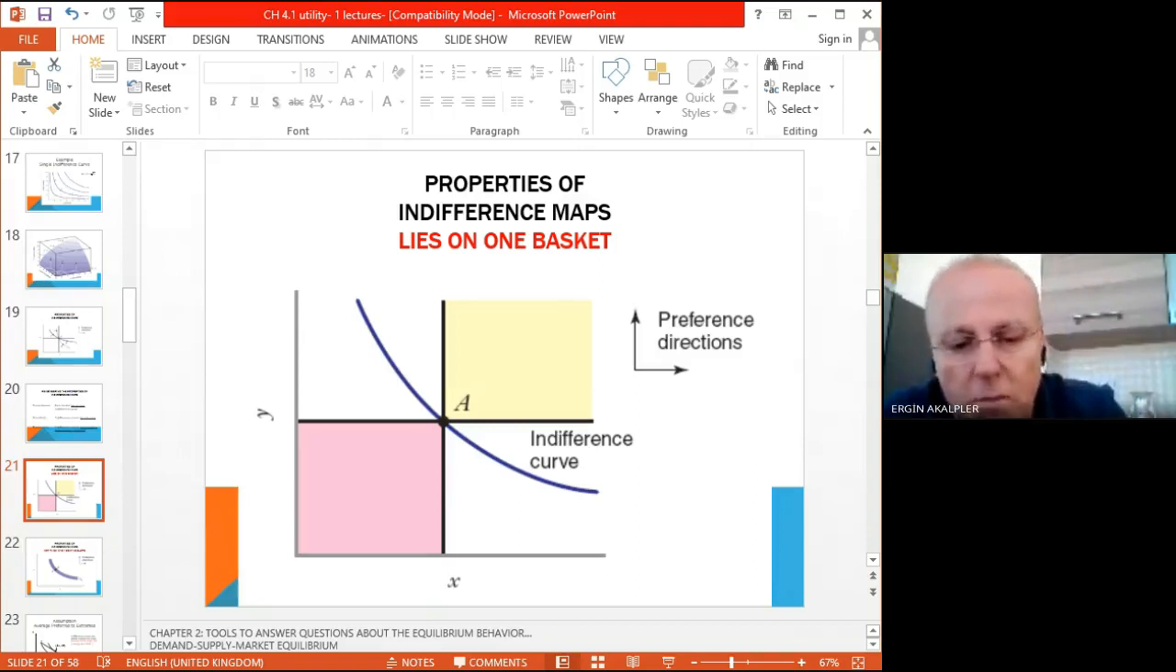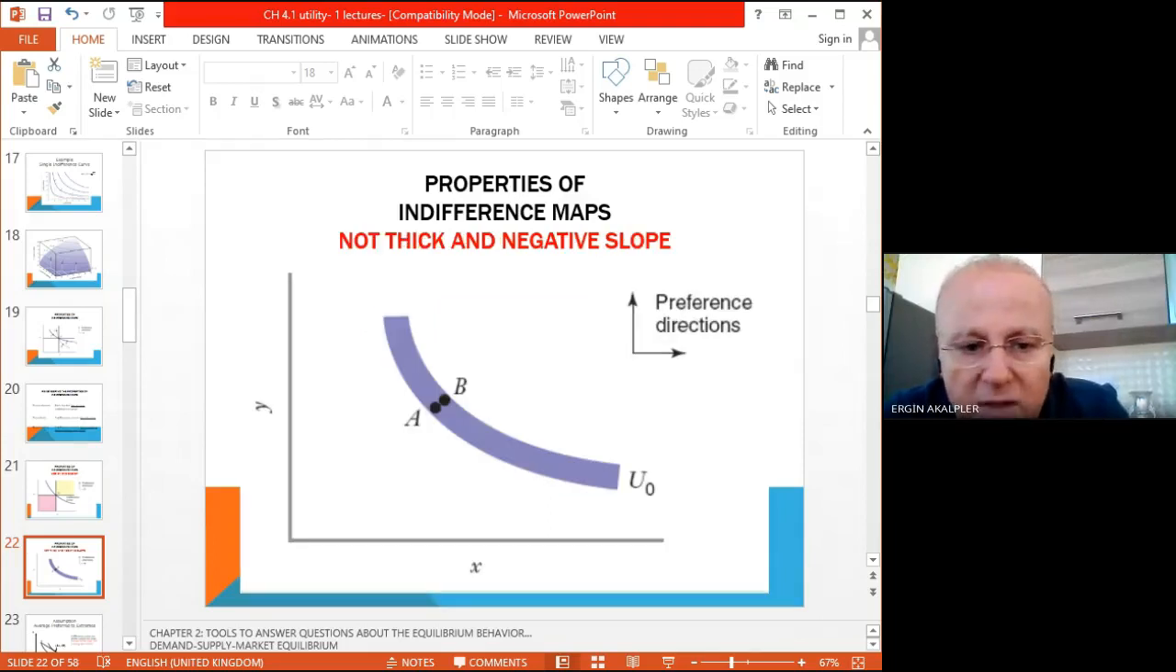Realize that if it is so, then it means you are either increasing your income, or reducing the price of something, or increasing the price, causing a change in your indifference curve. And of course it cannot be thick, because when it is thick, points A and B are not equally distributed and are not equal to each other and not negative.